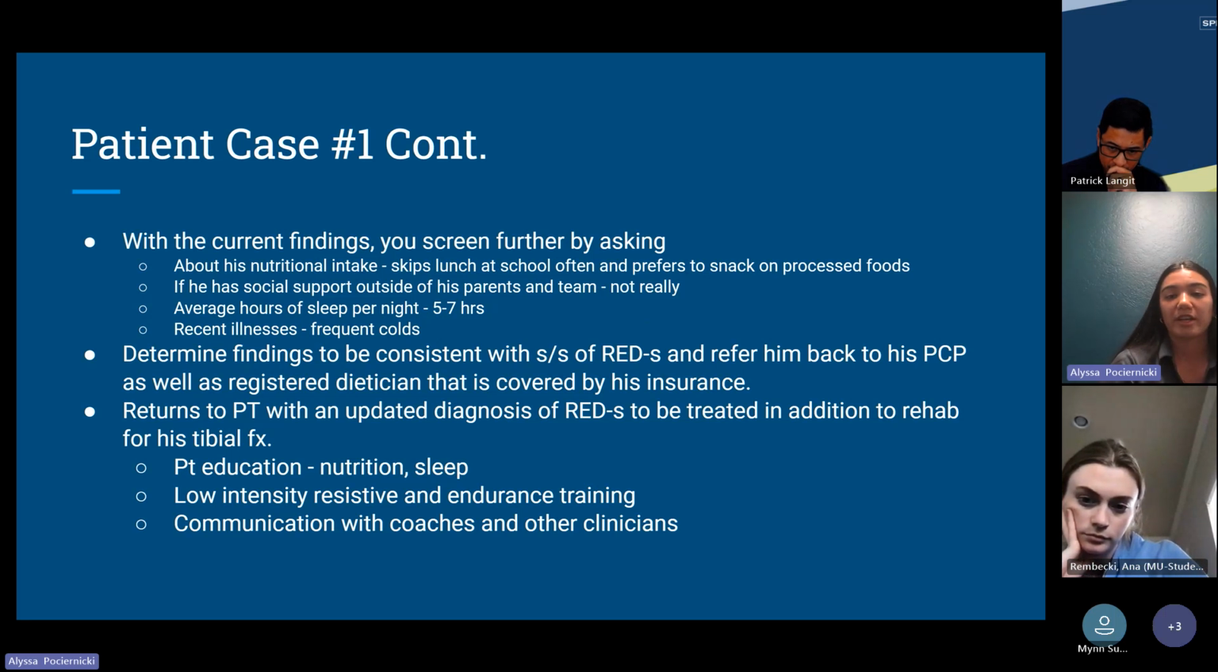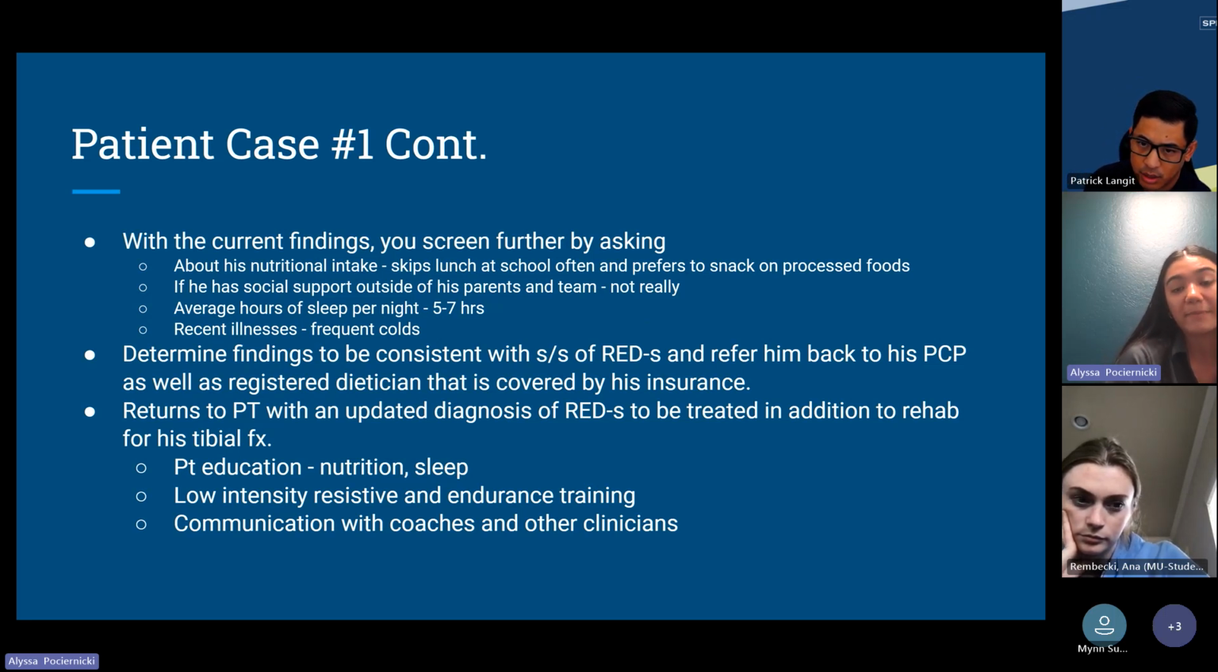After he's done seeing his primary care and visiting a registered dietitian, he returns to physical therapy with an updated diagnosis of REDS and to be treated in addition to rehab for his tibial fracture. So when he comes back, you provide a little bit more patient education. You talk to him about his nutrition on top of whatever education he received from his registered dietitian, just to keep up with it and just to make sure that he is getting the nutrition that he needs. And then you provide some sleep education, so suggesting a sleep journal for him to keep. And then throughout therapy, this is my suggestion.